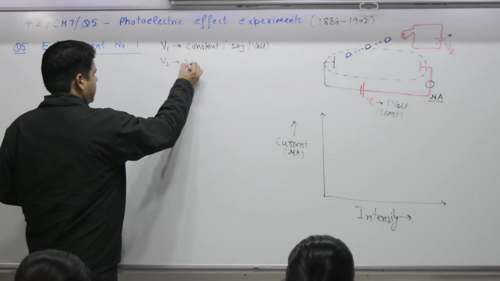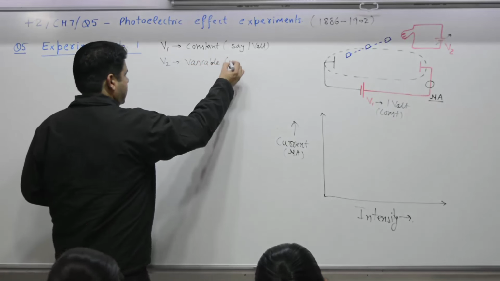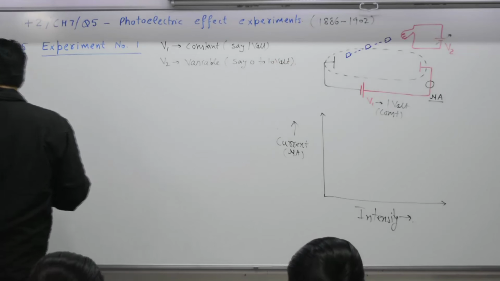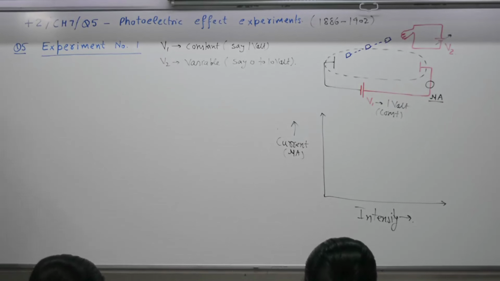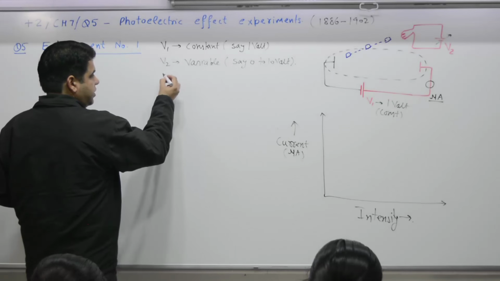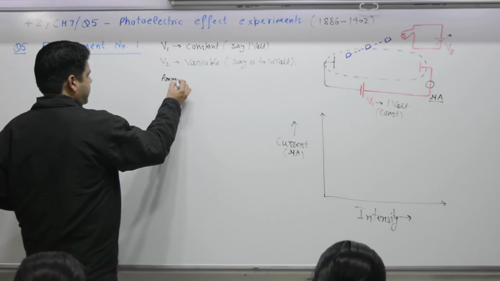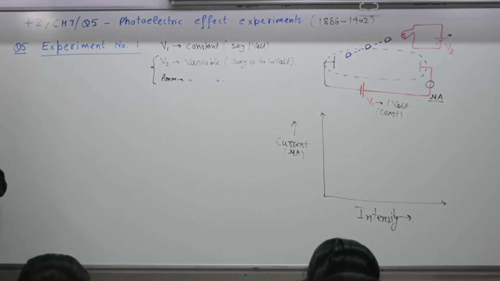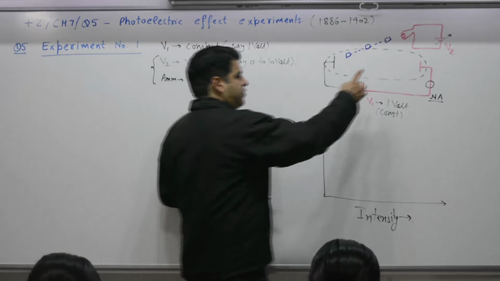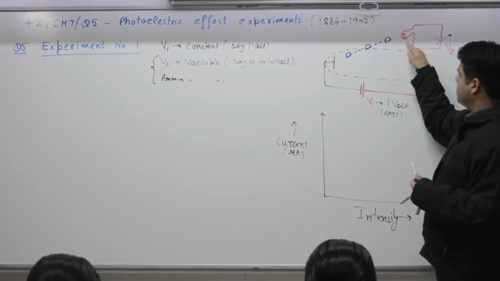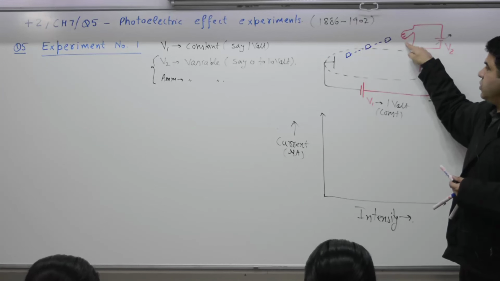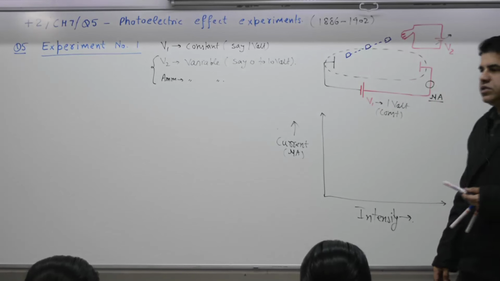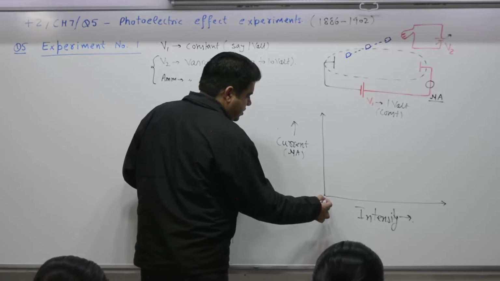V2 variable, say 0 to 10 volt. If it is so, then emitter reading, that is also variable. These parameters will vary. Experiment. Step 1. If I make this voltage 0, there is no voltage across the bulb. Current flowing in the bulb is 0, light coming out of the bulb is 0. If the light coming out of the bulb was 0, this reading was also 0. That means if intensity is 0, current is also 0.